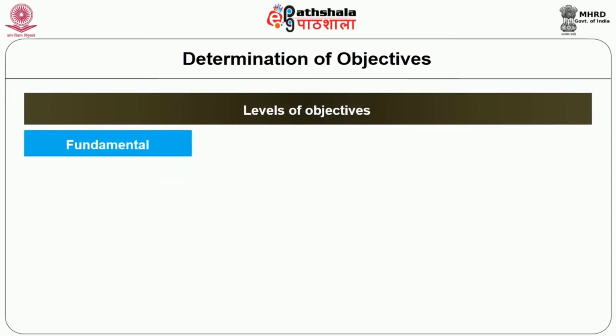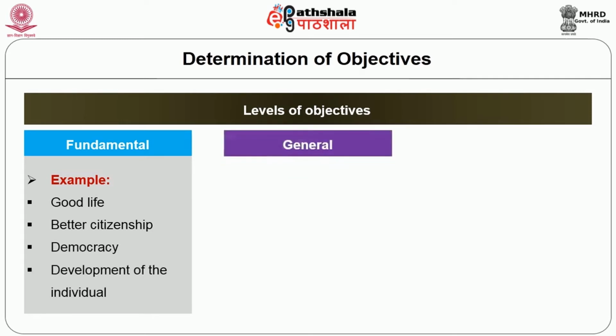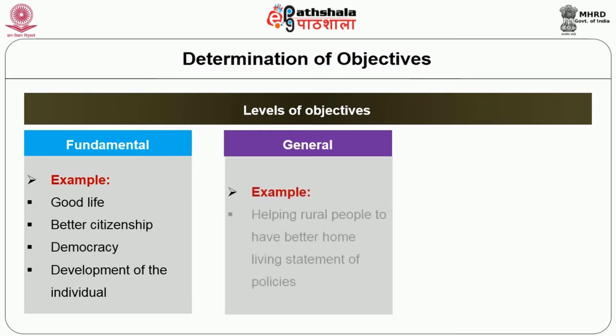Next part is level of objective. The first level is fundamental objective. What is a fundamental objective? It is an all-inclusive objective of a society. Example for this is good life, better citizenship, democracy and development of the individual. General objective is a general but more specific social objective. Example, helping rural people to have better home living, statement of policy, etc.